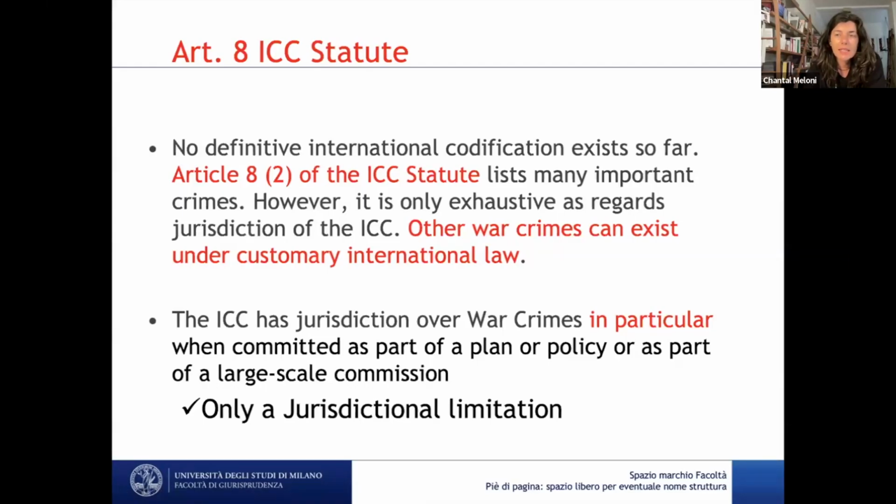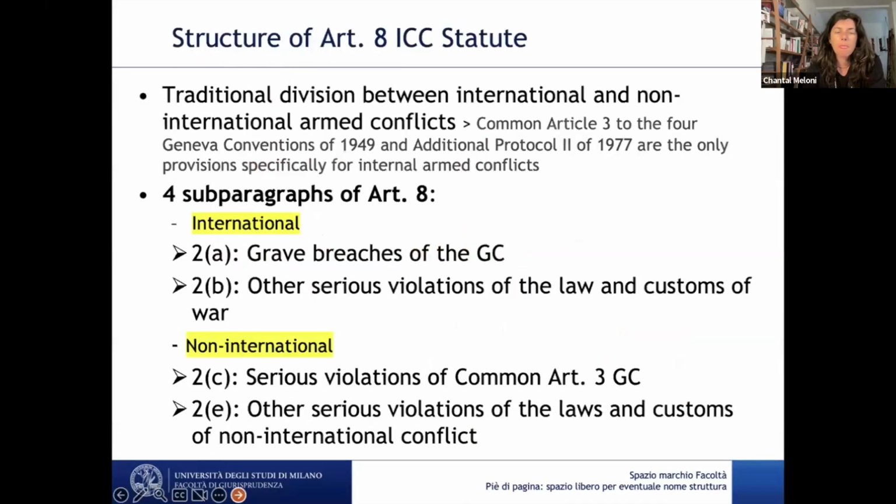In the first place, the judges will have to apply the statute. In particular, it is said that these war crimes become relevant when they are committed as part of a plan or a policy or as part of a large-scale commission. We don't have the time, of course, and we don't want to go into the detail of Article 8, which, as I said, is very, very long. I just mention the structure of it, which is quite complicated.